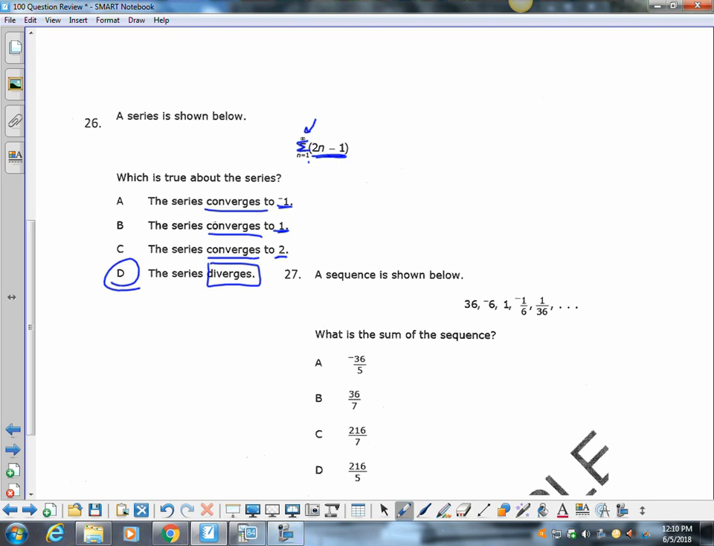If you look at number 27, you can see how these numbers are getting smaller and smaller and smaller. This would converge.